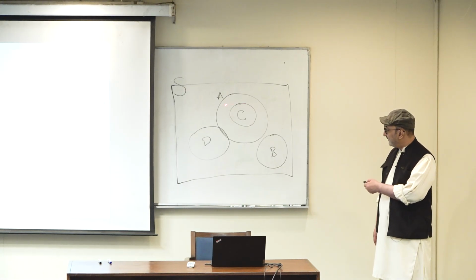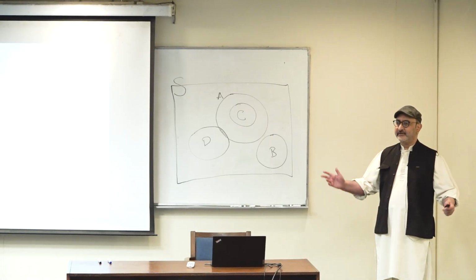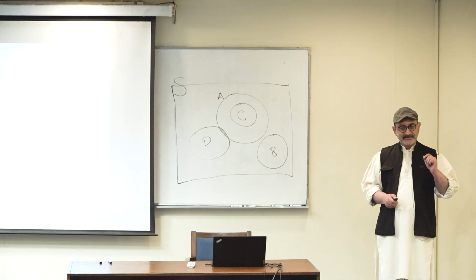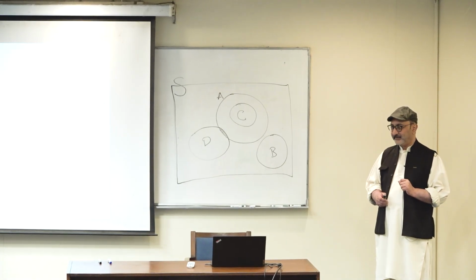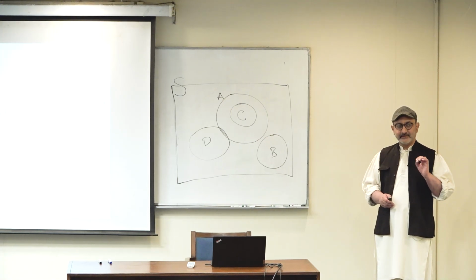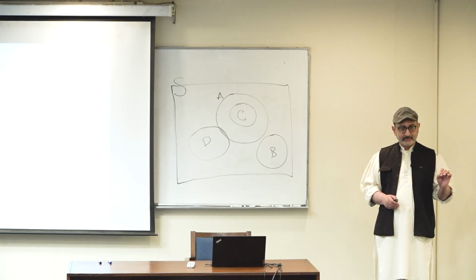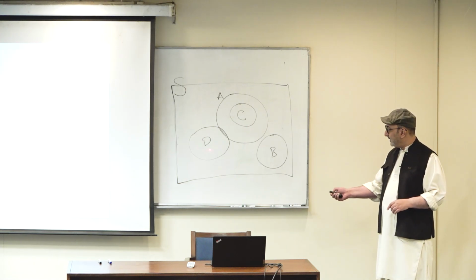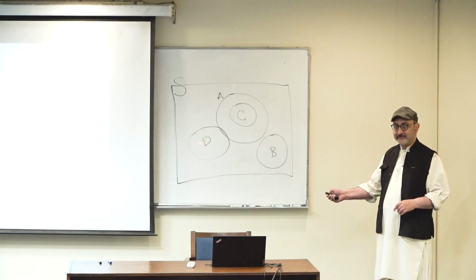What if I tell you that C has occurred? I don't tell you whether A has occurred or not, but I tell you that C has occurred. One of the outcomes in C has occurred. Now, what would you say that the probability of A is? It's 1.